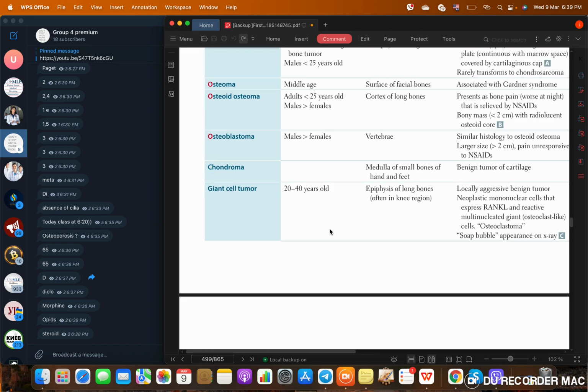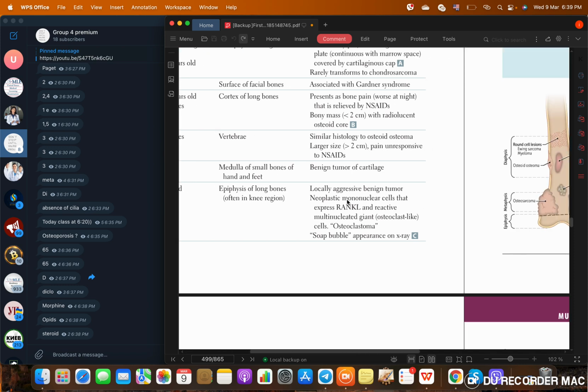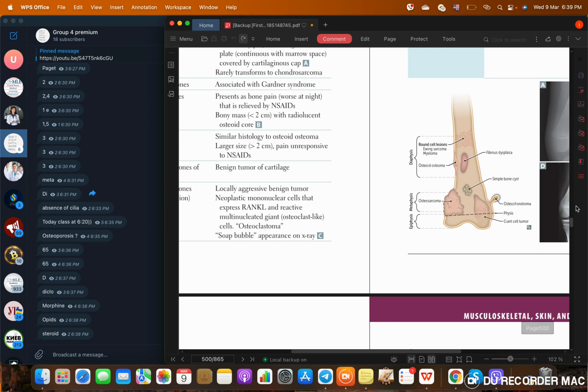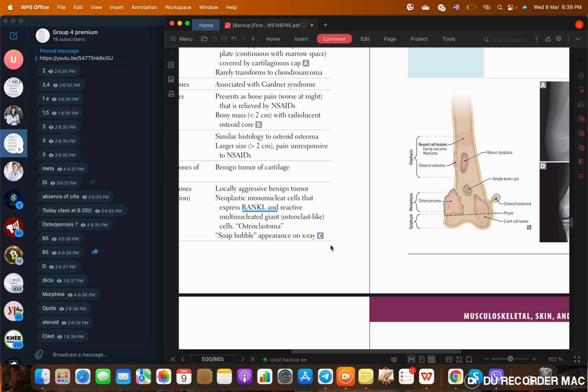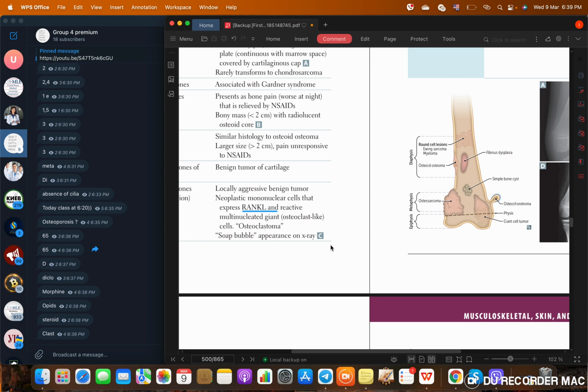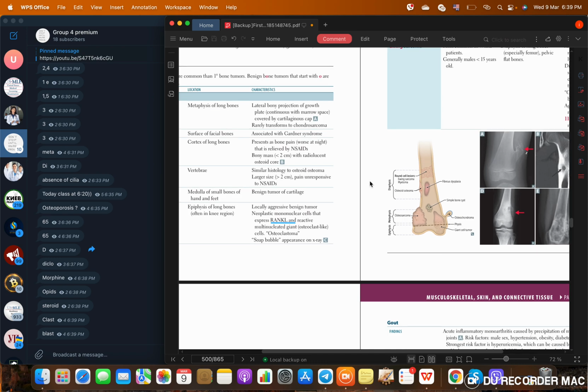So the next one is going to be giant cell tumor, epiphysis of the bone, often the knee joint. A locally aggressive benign tumor, which means it can destroy everything around it, but it will not metastasize to another organ. Neoplastic mononuclear cells that express RANK-L. They express RANK-L. So what is the origin of them? What do you think? Excellent. It's an osteoclast.